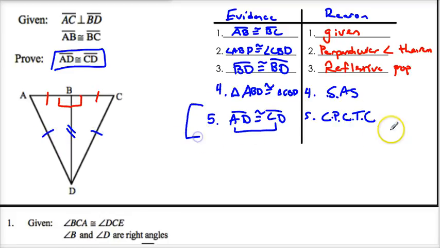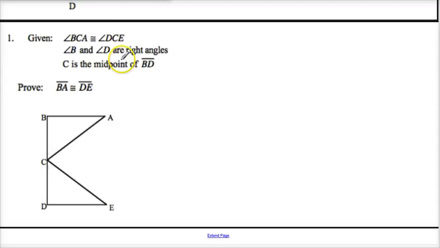So this is what CPCTC is, that extra line that you have to add after proving they're congruent to show that two sides or angles are congruent. Let's try it one more time. In this case, we know angle BCA, which is right here, is congruent to angle DCE. All right? Feel free to pause. I know I'm rushing a little, but figure out how I'm marking these angles. I also know that angle B and angle D are right angles.